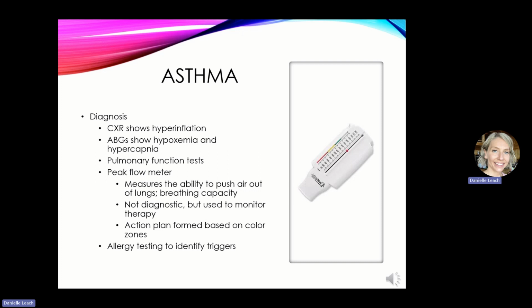And then they're going to have these other ranges that are set on the peak flow meter. You can see on this picture there is a red zone, a yellow zone, and a green zone. And those zones are going to tell them to do different things, which is going to be on the next slide. We're going to make an action plan that's based on these color zones. The provider can also recommend allergy testing to identify the triggers if it's not readily apparent and if the child does have a history of other allergies.